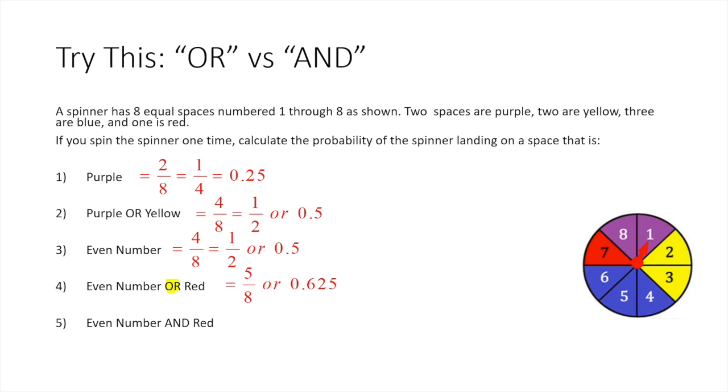And then number 5, an even number and red. Well, now we're talking about being exclusive. So it has to be both even and a red spot. And I only have this little guy over here, that's my only red spot, and it's an odd number. So the probability of that is just 0. Can't happen.